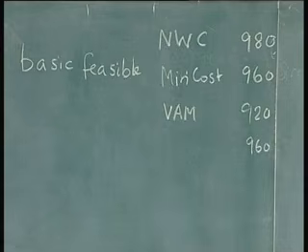Now, that means we have a degenerate solution. A degenerate basic feasible solution has fewer than m plus n minus 1 allocations. It satisfies all the supply demand conditions, and it does not have a loop. So, whenever we have a degenerate basic feasible solution, it is necessary for us to introduce an epsilon in such a way that it does not form a loop.